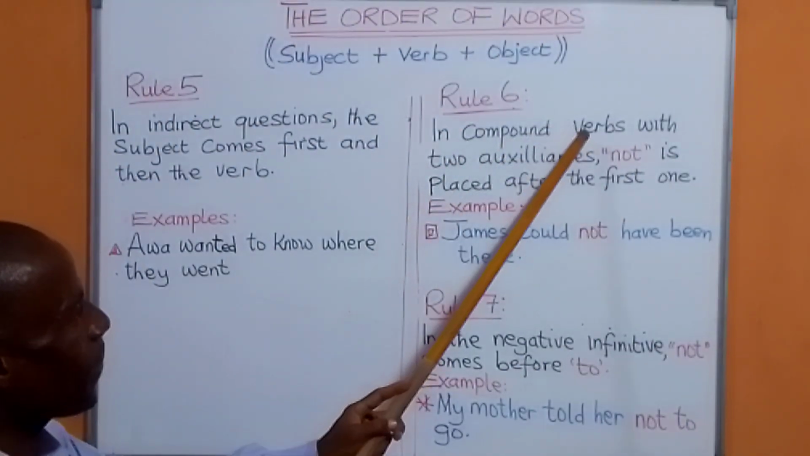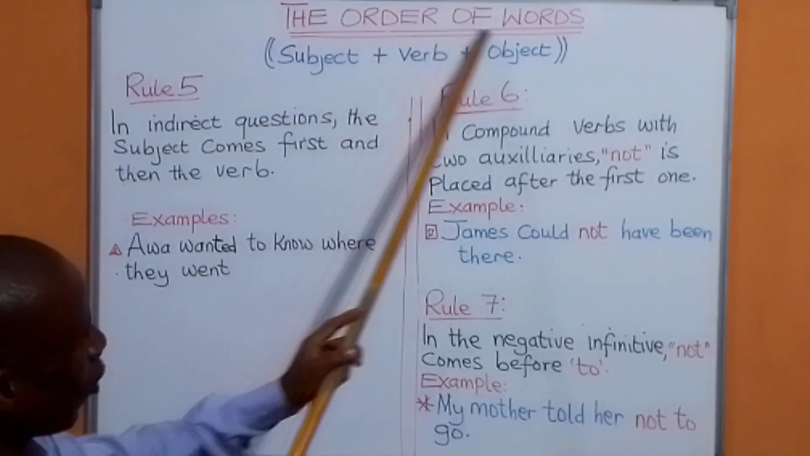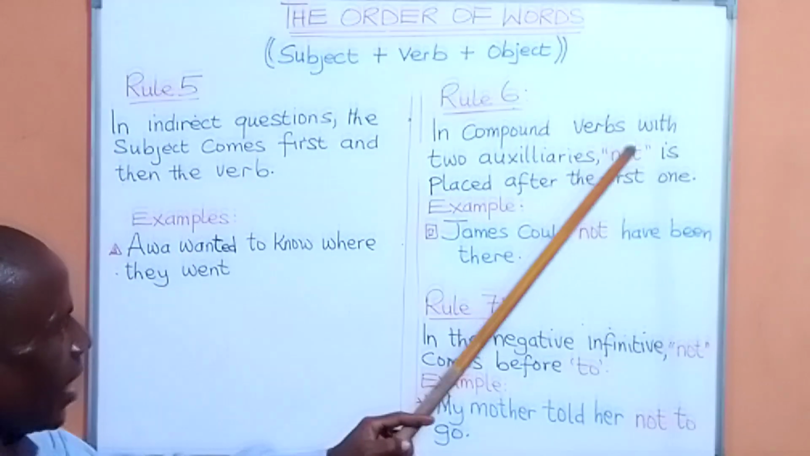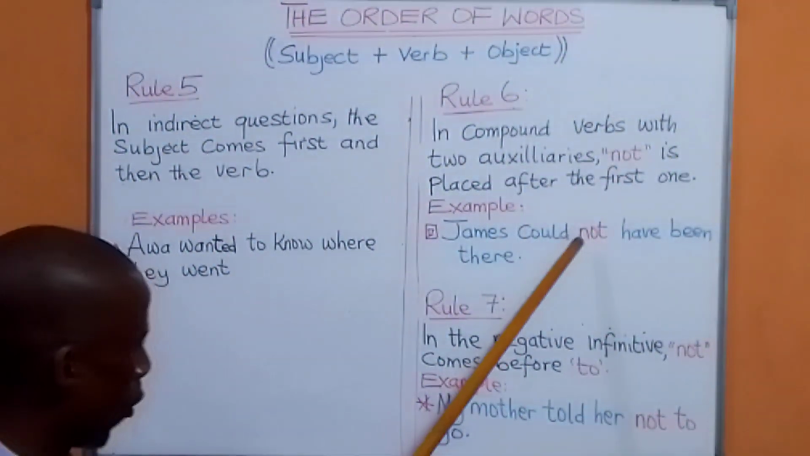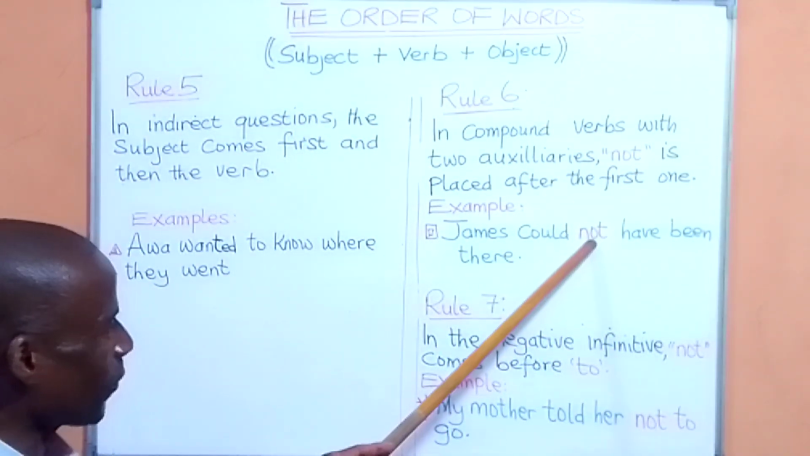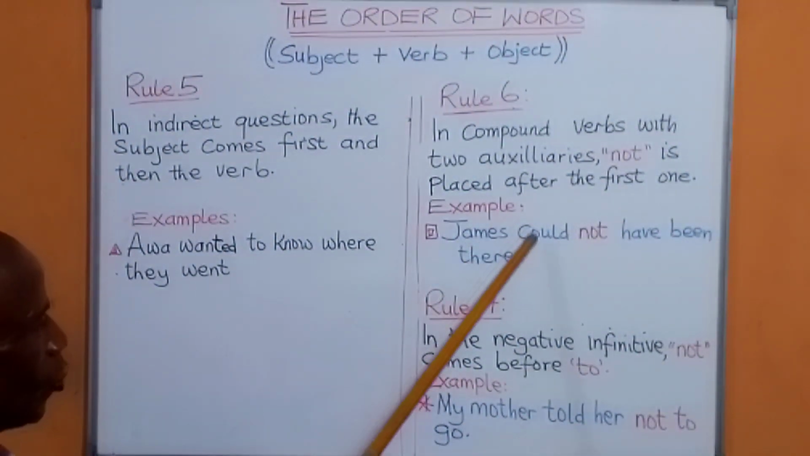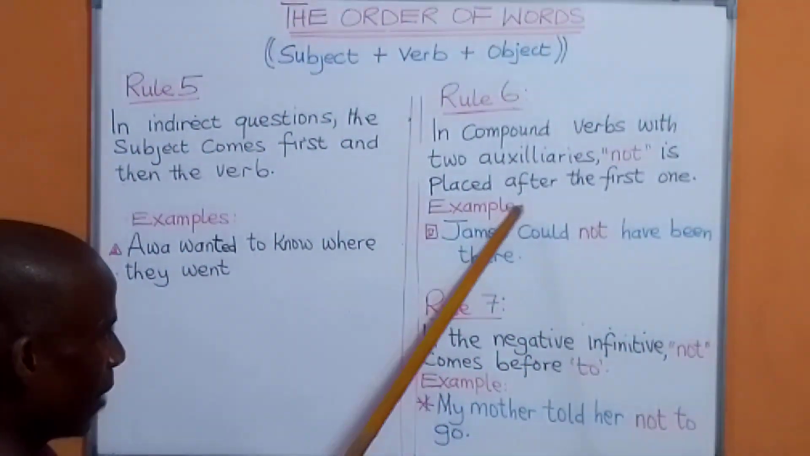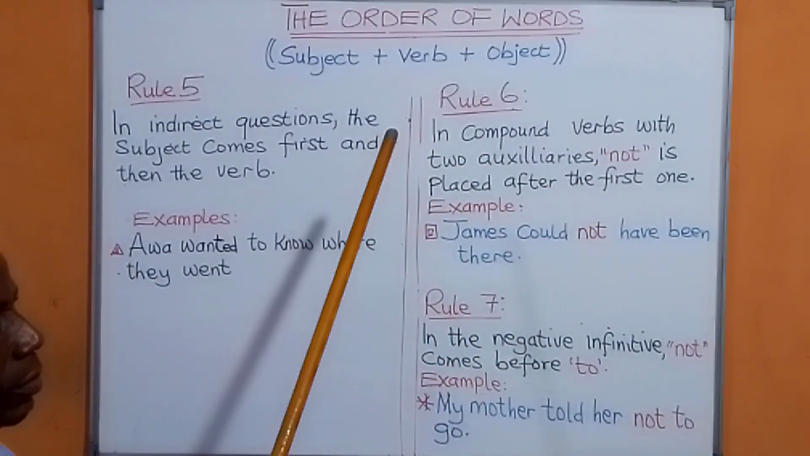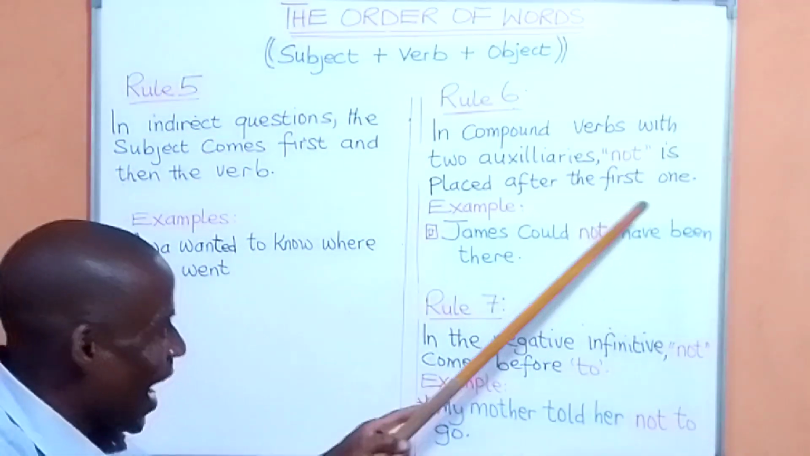So, we say, in compound verbs with 2 auxiliaries, it does not change the order of the subject, verb, object. But then in compound verbs with 2 auxiliaries, not is placed after the first. This is 1, this is 2 auxiliaries. Now, so you have, James could not have been there. Don't say James could have not, no. Say James could not have.